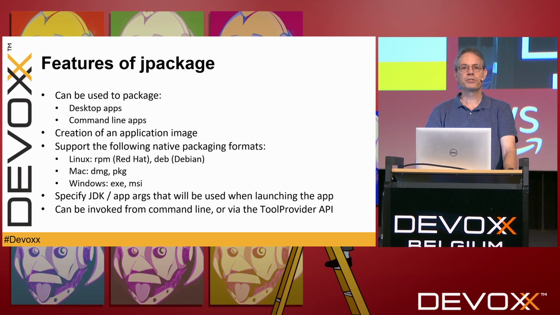It supports, first of all, it creates the application image, which is essentially your runtime, the modules you need, your application, any data files your application needs, and some configuration files that say how to run it. And it creates that into a directory called an application image, and then it takes that and generates the native package, which is either an RPM or Debian file, depending on which flavor of Linux you have. On Windows, you can generate an MSI bundle or an exe installer, and on Mac, you do a DMG or a PKG installer.